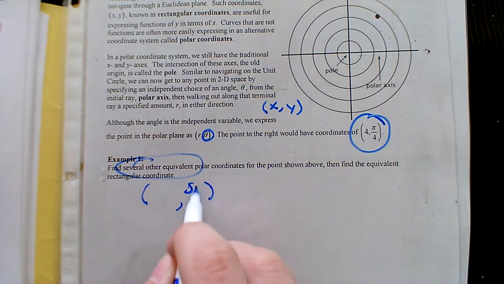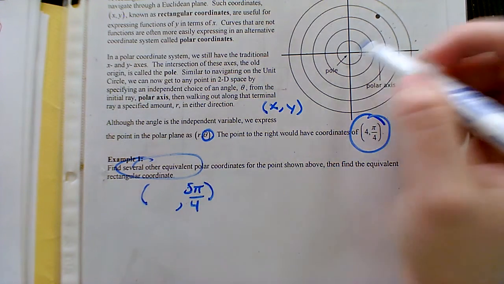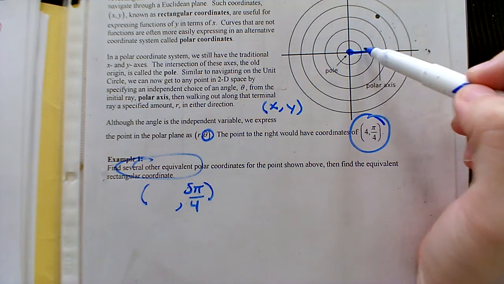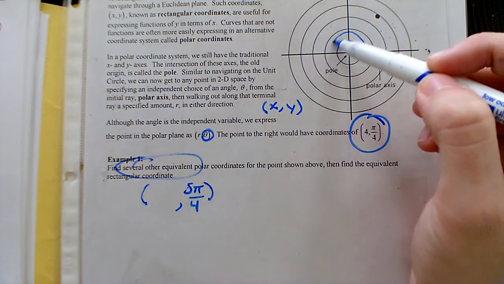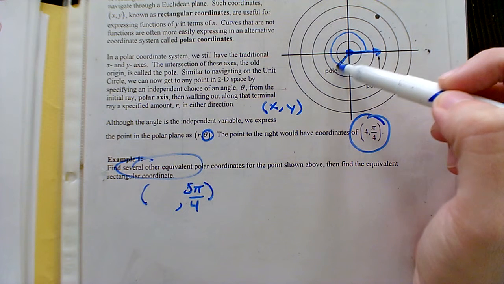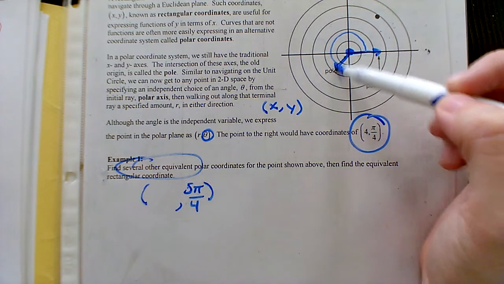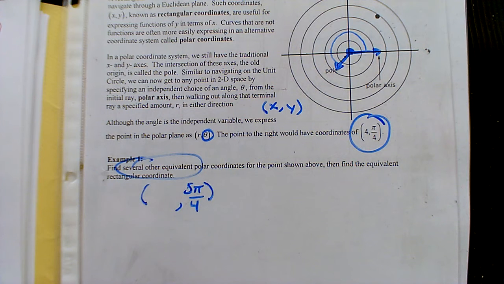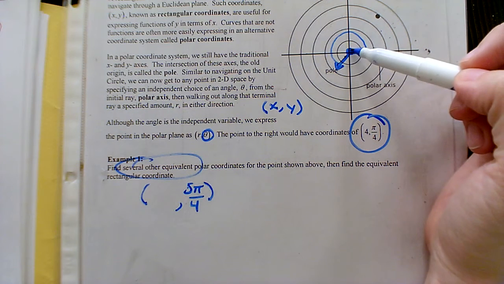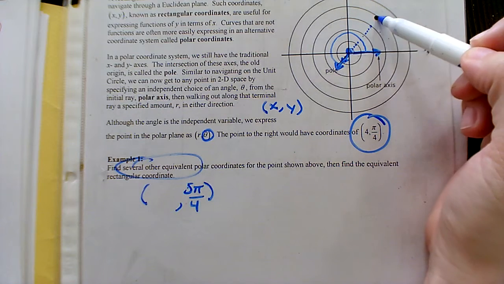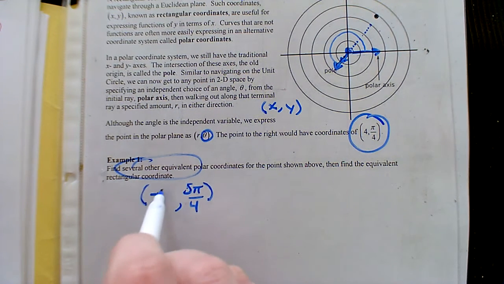Okay, so if you rotated, you're standing here looking this way. If you rotate 5 pi over 4, you're now looking this way. Remember, you're still standing here, but you're looking this way. All right, so if you're standing here looking this way, you'd have to walk backwards to get to that spot. So your radius would be negative. Good.